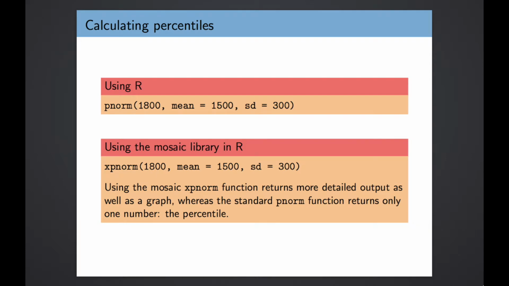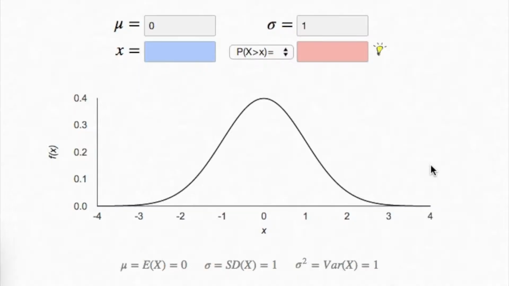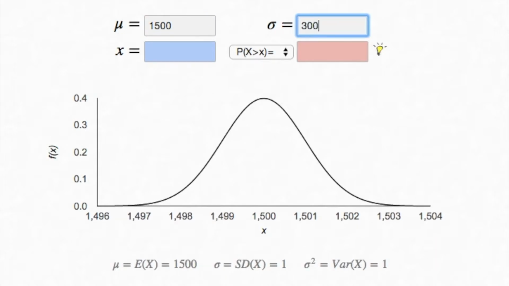The next way we're going to talk about of finding percentiles in normal distributions is using an applet. So I've given you a couple examples of normal distribution applets here. We're going to do a quick demo looking at the first of these, the one from the University of Iowa. This is that applet. And what we're going to do is enter in the same parameters that we were just talking about. So a distribution with a mean of 1500, a standard deviation of 300.